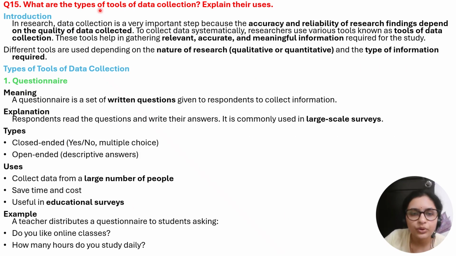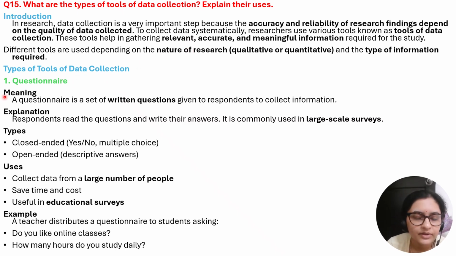What are the types of tools for data collection? Explain their uses. Data collection is a very important step in research because the accuracy and reliability of research findings will depend upon the quality of the data that is collected. To collect the data systematically, researchers use various tools known as tools of data collection. They help in gathering relevant, accurate, and meaningful information.